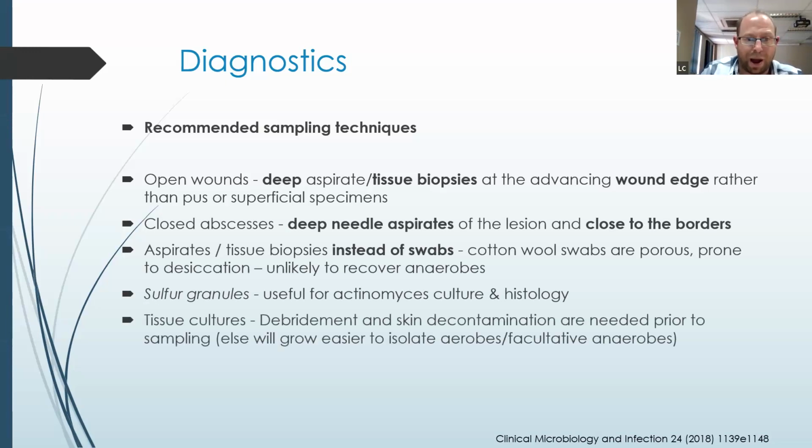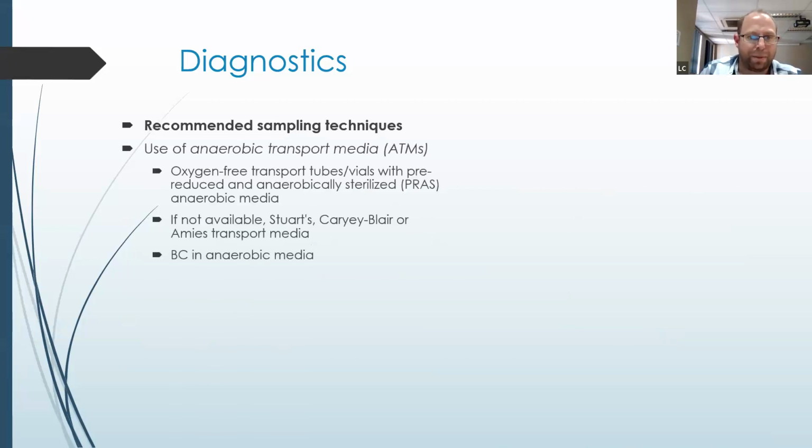Tissue cultures, again, debridement and skin contamination are paramount, because otherwise something else that's easier to grow will likely grow. And sufficient volumes, again, goes without saying, need to be taken. Some of the suggested additions when trying to isolate anaerobes is to try and use an anaerobic transport media. These are oxygen-free transport tubes or vials with pre-reduced and anaerobically sterilized anaerobic media.